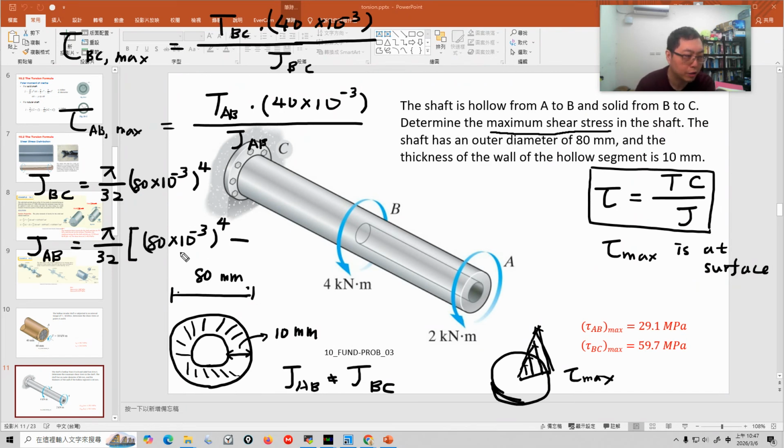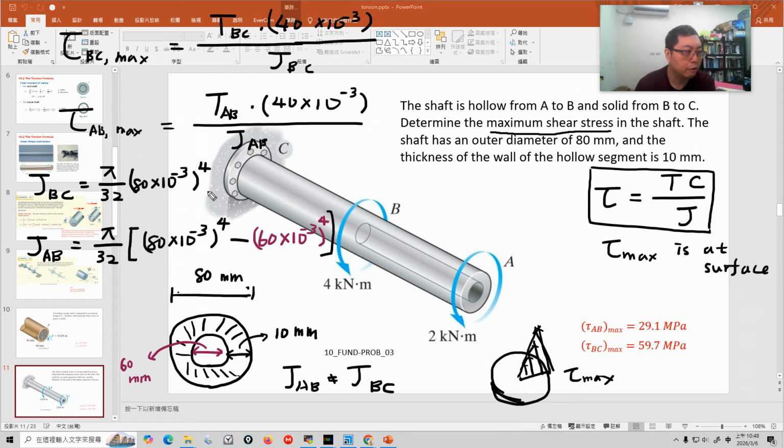What's the diameter of the hollow section? The diameter of the hollow section here is 60 millimeter. Don't forget. So here you need to subtract 60 times 10 to the power minus 3 meter, to the power 4. Okay, let's keep it.